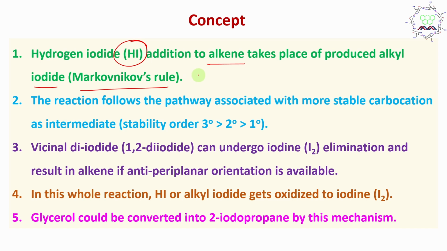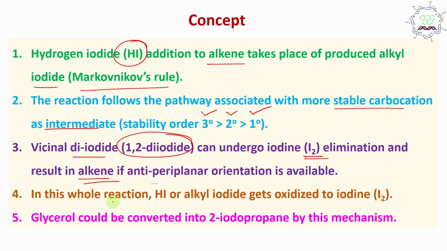During the addition of an unsymmetrical reagent, or unsymmetrical addendum, to an unsymmetrical alkene, the negative part of the addendum will attach to that carbon which has the lesser number of hydrogen atoms. This reaction proceeds through the more stable carbocation as intermediate, where the stability order of carbocation is tertiary greater than secondary greater than primary. Now, a vicinal dihalide or 1,2-diiodide can undergo iodine elimination and result in alkene if anti-periplanar orientation is available. I shall explain it later on.